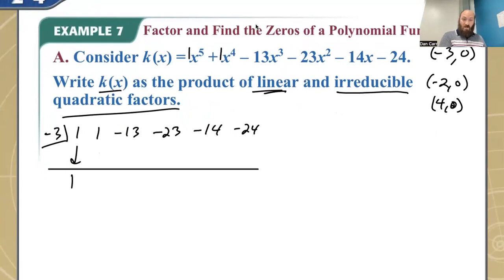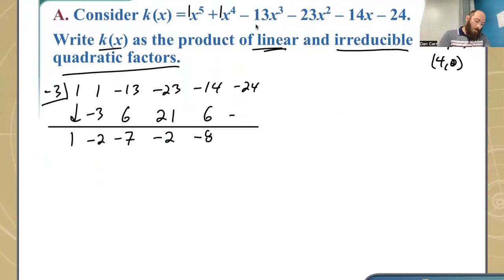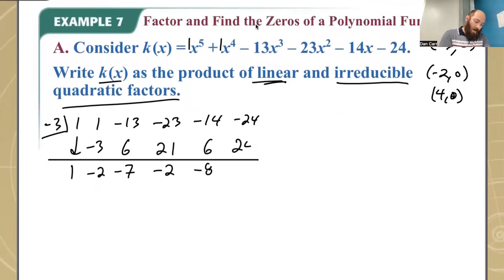So I run through my process here. -3 times 1 is -3. Combine those to get -2. Multiply -3 times -2 is +6. Combine those, I get -7. Multiply these, we get +21, which gets me to -2 here. This will be +6. Combine that with -14 is -8. Then -3 times -8 is +24, and I get my 0. That was expected. Now this went from a 5th degree down to a 4th degree.